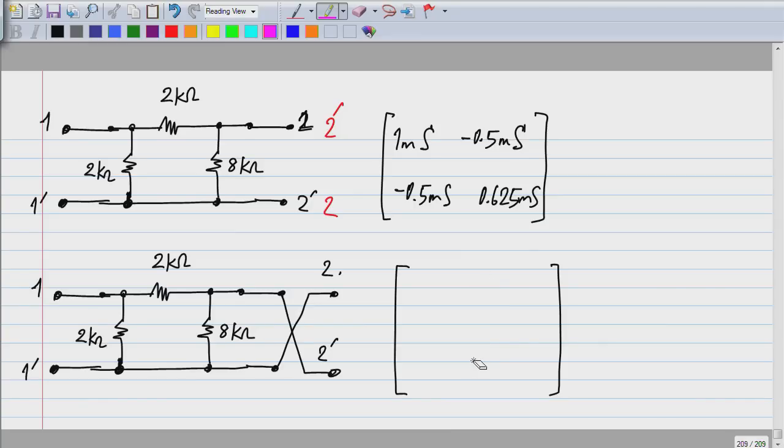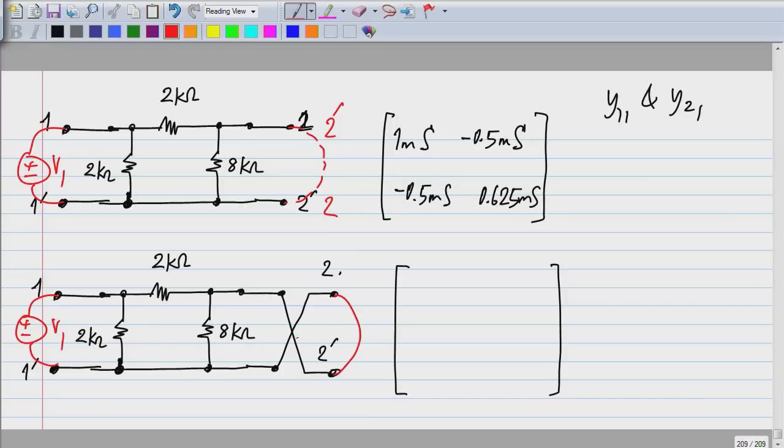So, first of all, let's calculate Y11 and Y21, okay? So, how do you calculate Y11 and Y21? You short circuit this, which is the same as short circuiting this one. And you apply V1. Now, whether you short circuit this way or that way, it's exactly the same circuit. So, the current flowing here cannot possibly change. You can do the calculation completely and then verify it. But the current flowing here and there has to be exactly the same because it's the same circuit after all, and we are measuring the same current. So, this will be 1 millisiemens.